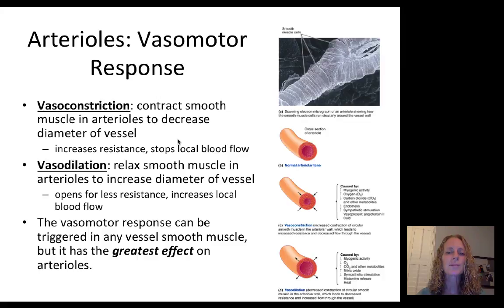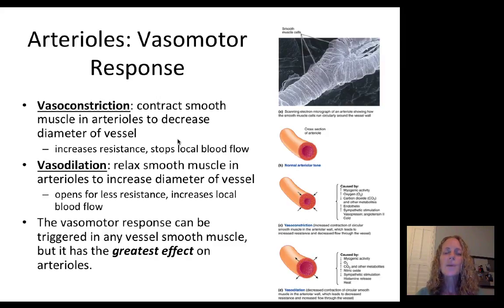This is the vasomotor response. Vasoconstriction is contraction of smooth muscle, particularly in the arterioles, to decrease the diameter of a vessel. This increases the resistance and can slow or stop the local blood flow. Vasodilation is the opposite, and that's less sympathetic nervous system activity, which relaxes the smooth muscle in the arterioles to increase the diameter of the vessel. This opens the diameter of the vessel for less resistance and increases local blood flow.